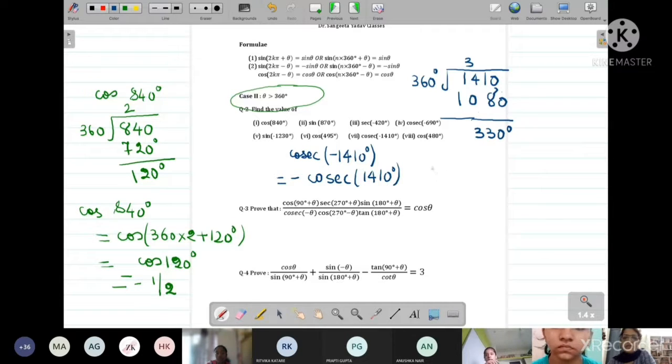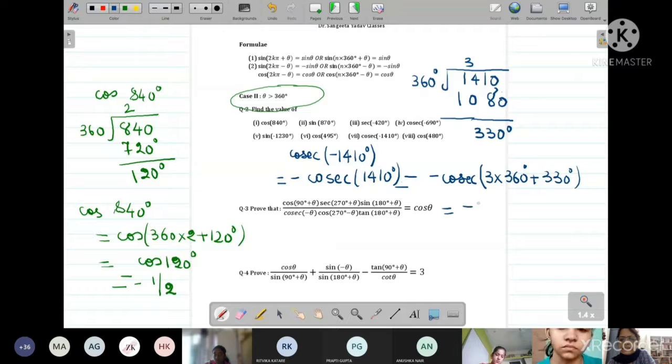Are you following it, girls? Yes, ma'am. This angle will be equal to minus cosec. How can we write this now? 3 into 360, that is 3 rotations plus 330. So this is equal to minus cosec 330 degrees.